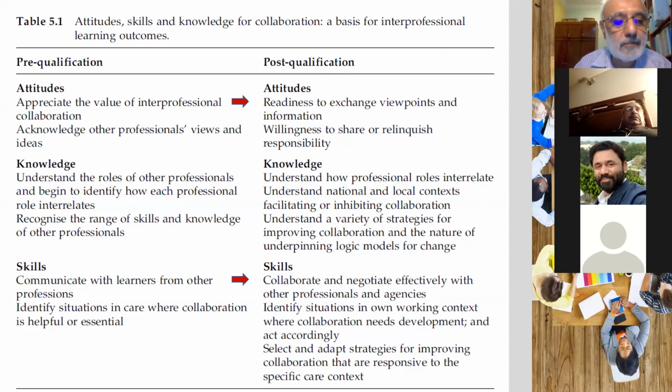on the situation. If we take the example of skills, in the pre-qualification stage, the learning outcome is to communicate with learners from other professions, and the post-qualification expectation is that they would collaborate and negotiate effectively with other professionals and agencies. So this is an example where the learning outcomes in the pre-qualification stage are translated into the post-qualification stage to improve interprofessional practice and provide better healthcare to the patients.